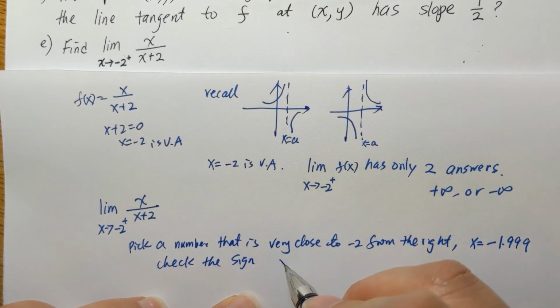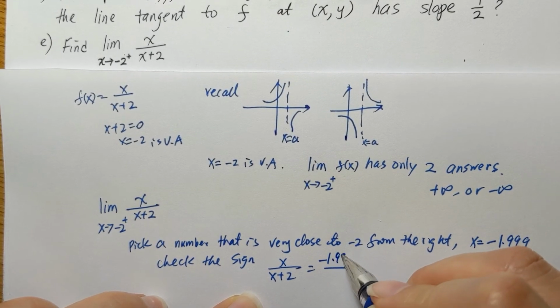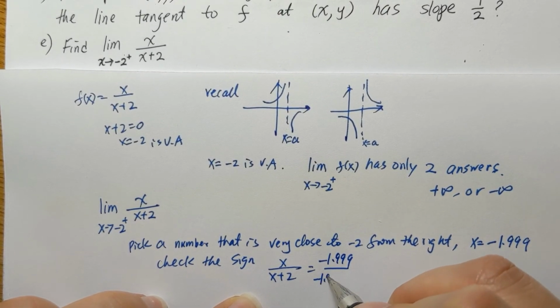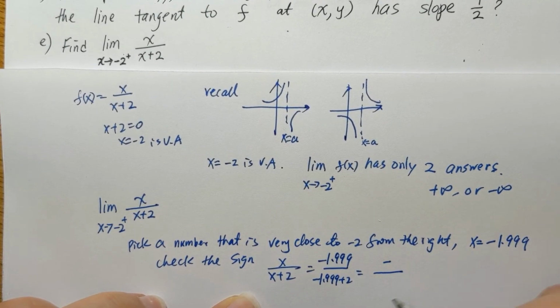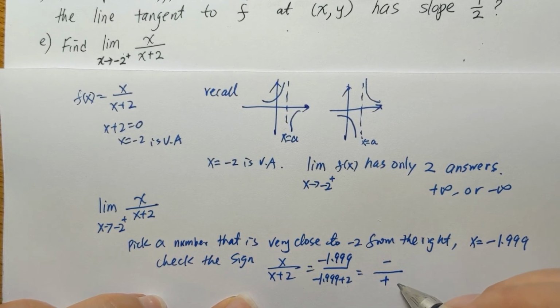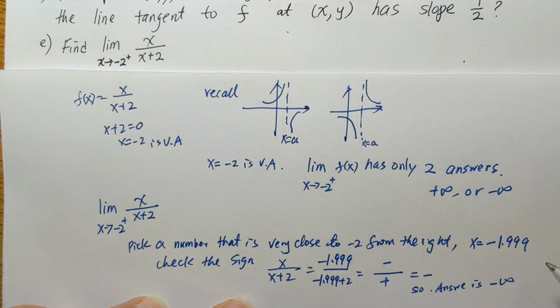So now we got x over x plus 2. So we're going to have negative 1.999 and negative 1.999 plus 2. So this is negative. This at the 2 will become positive. A negative divided by positive is negative. So the answer is negative infinity.